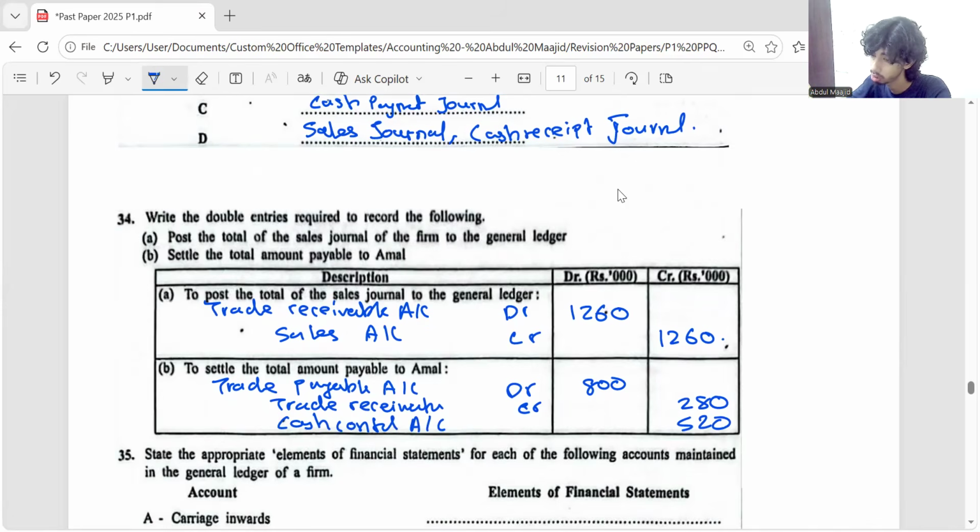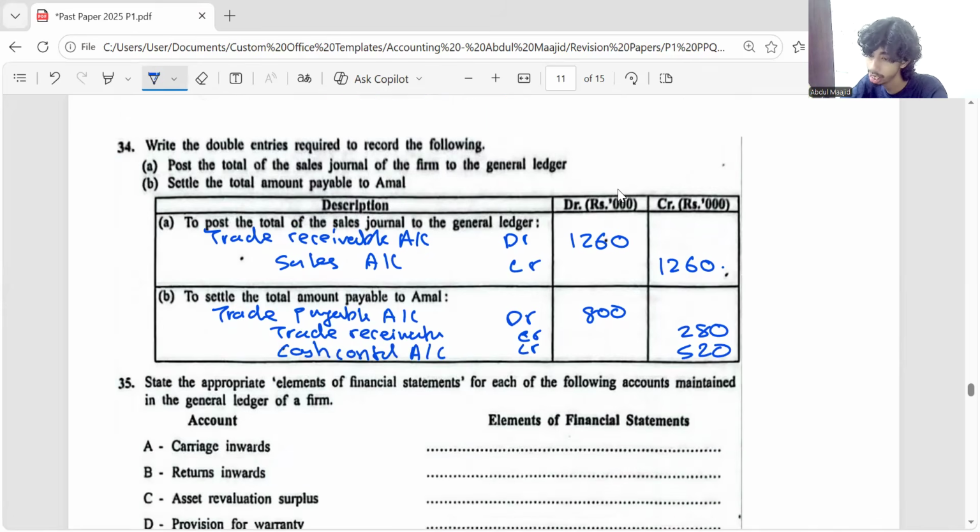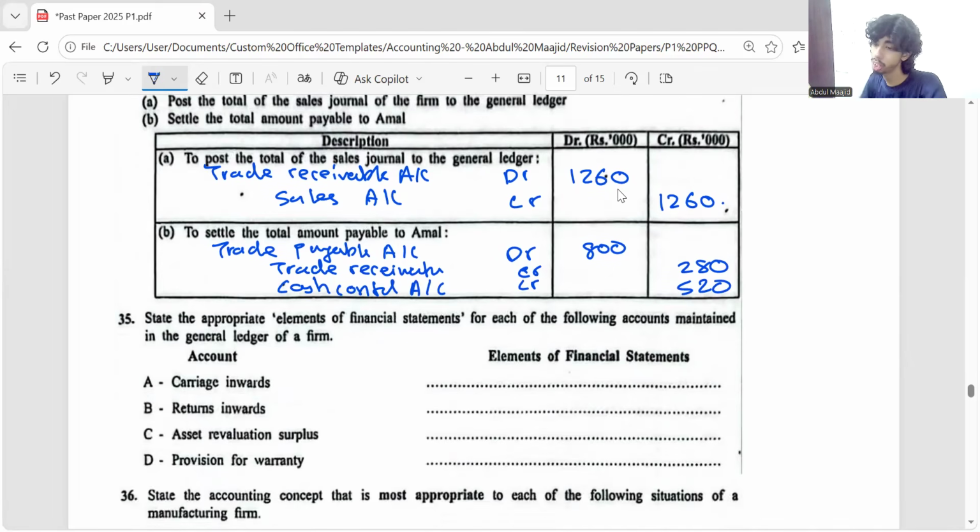520. Okay. And 35. State the appropriate elements of the financial statement for each of the following accounts maintained in the general ledger of a firm. Carriage inwards is an expense.